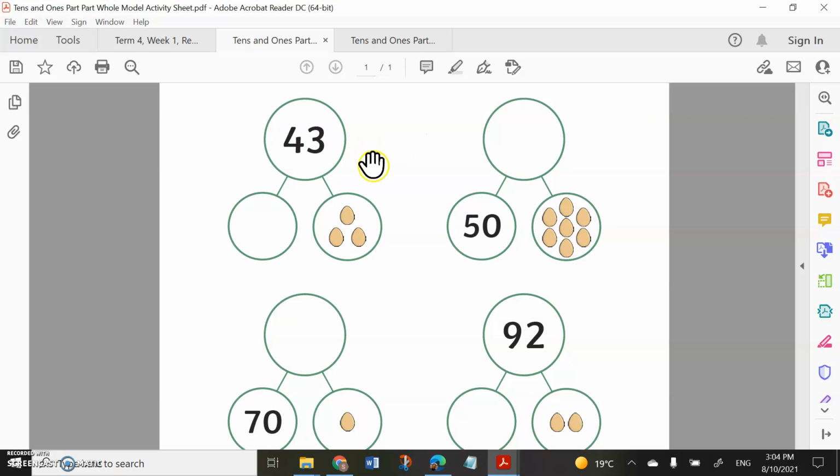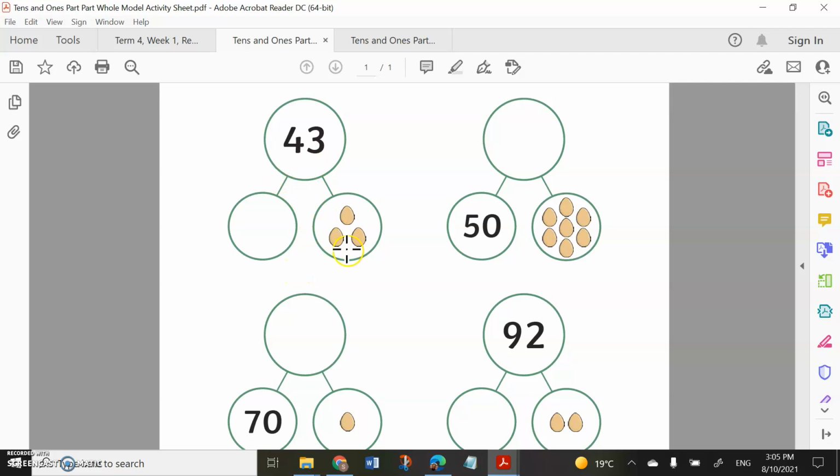So we have the number 43. And in our part, part, whole model, we can see that we've got three little eggs. 3, and we can have a look at our number here, and the 3 is in that ones column, isn't it? It's not in the tens column because it's not at the beginning of the number, it's in the ones column. So 43. So we need to fill in the missing number. What is the missing number?